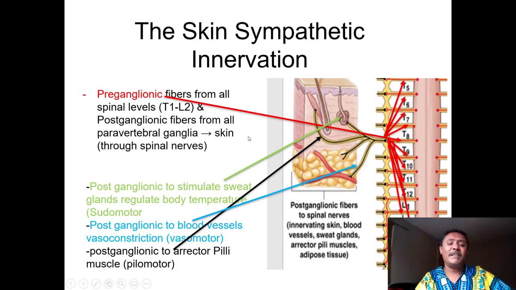Very good. So the effect on the skin, as we said here, is preganglionic, coming from T1 all the way to L2. From T1 to L2, all of them can synapse in the para-vertebral ganglia and go to skin as postganglionic, right? The one which regulates the body temperature, we call it pseudomotor. The one which regulates the blood vessels, constricting and dilating, that's going to be the vasomotor. And the one which is attached to the muscle of the hair follicle, we're going to call it pilomotor.